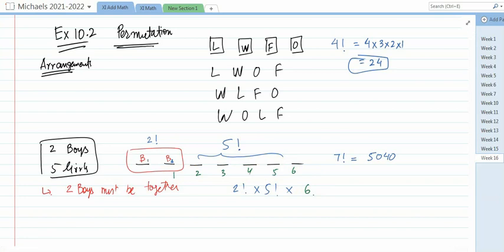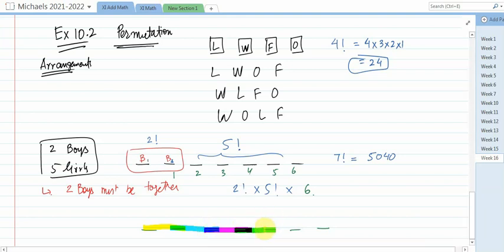Now, if you are confused about the 6, why we are using 6 here, let me give you an example. 1, 2, 3, 4, 5, 6, 7. Listen, beta. These two boys can stand here, right? These two boys can stand here. These two boys can stand here, here, and here. So there are 6 places at which these two boys can stand. That is why we are multiplying with 6, because the placement of the boys can vary, but they must stand together.